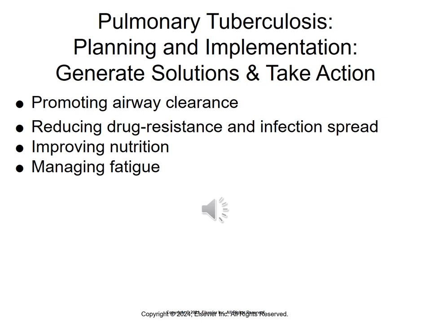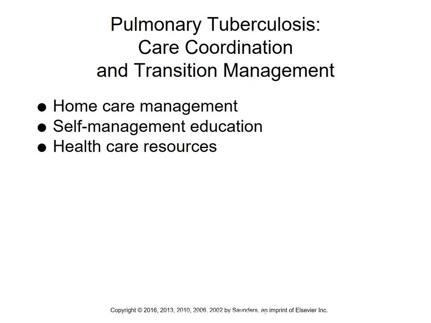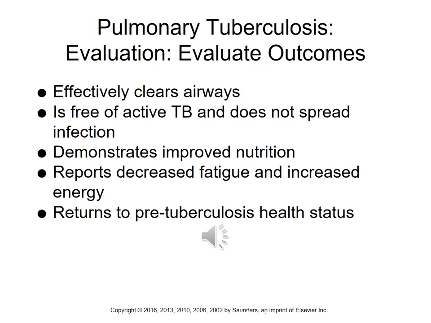Make sure they have a diet rich in protein, iron, and vitamins. You want to educate him or her that a dietitian may be helpful, and continue to avoid alcohol with their medication regimen. Evaluating outcomes, making sure our patient is able to effectively clear airways, is free of active TB disease, does not spread the infection to others, demonstrates improved nutrition, decreased fatigue, and increased energy, and is able to return to their pre-tuberculosis health status.